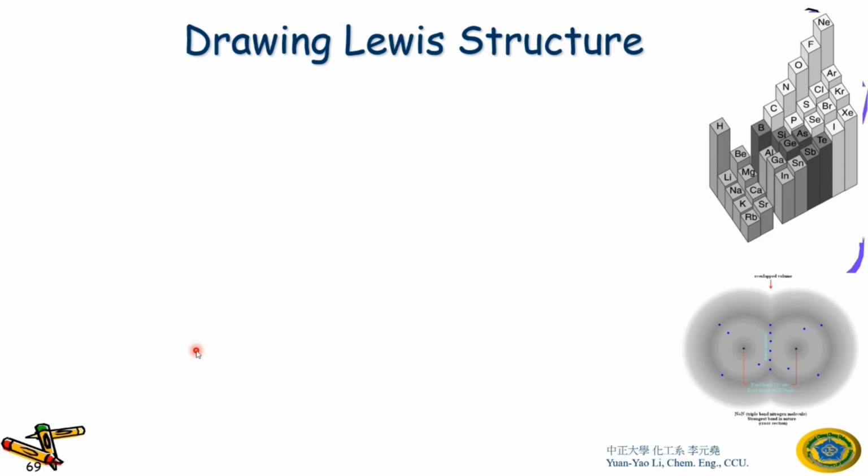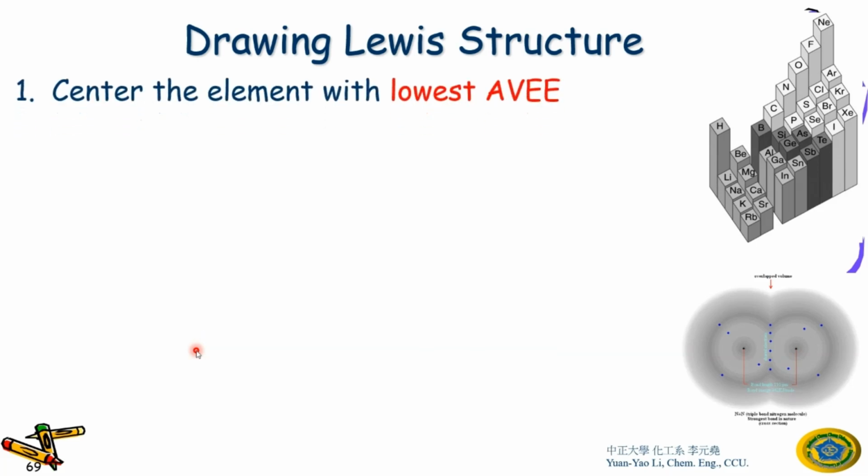For example, you have 3 atoms and you put them together. What kind of structure do these molecules look like? So Lewis has some rules. First, you have to center the element with the lowest AVEE. I hope you still remember what AVEE stands for, right? Anybody want to tell me what AVEE stands for?